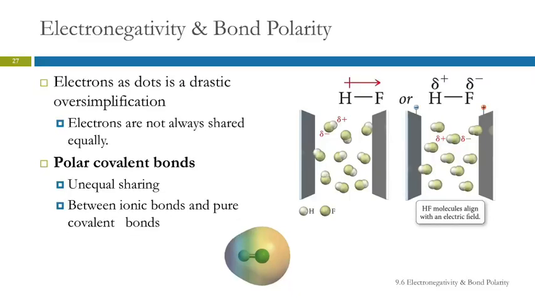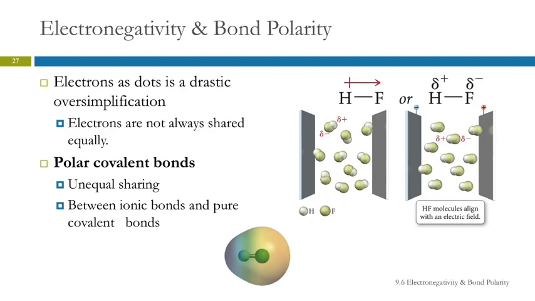Of course, drawing electrons as dots is hugely simplifying things, because we just got done talking about how electrons are waves and particles at the same time, and it's all very, very complicated. And now all of a sudden they're just dots on a piece of paper. So it's not that simple.